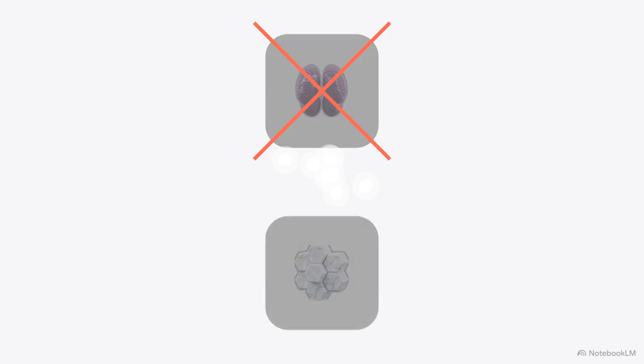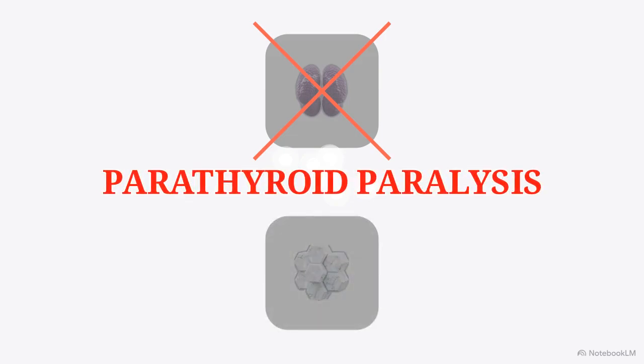Simultaneously, severe hypomagnesemia chemically paralyzes the parathyroid chief glands. It entirely blocks the release of parathyroid hormone, shutting down the endocrine signal required to mobilize calcium from the bone reservoirs. The patient now suffers from concurrent plummeting calcium levels.